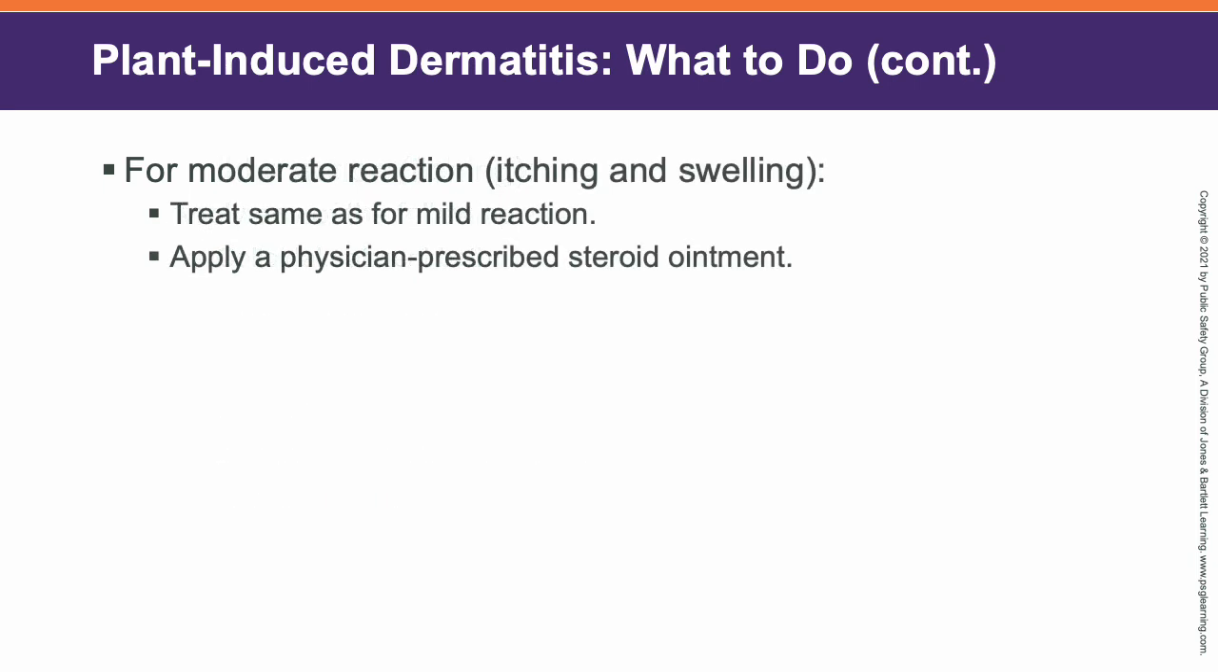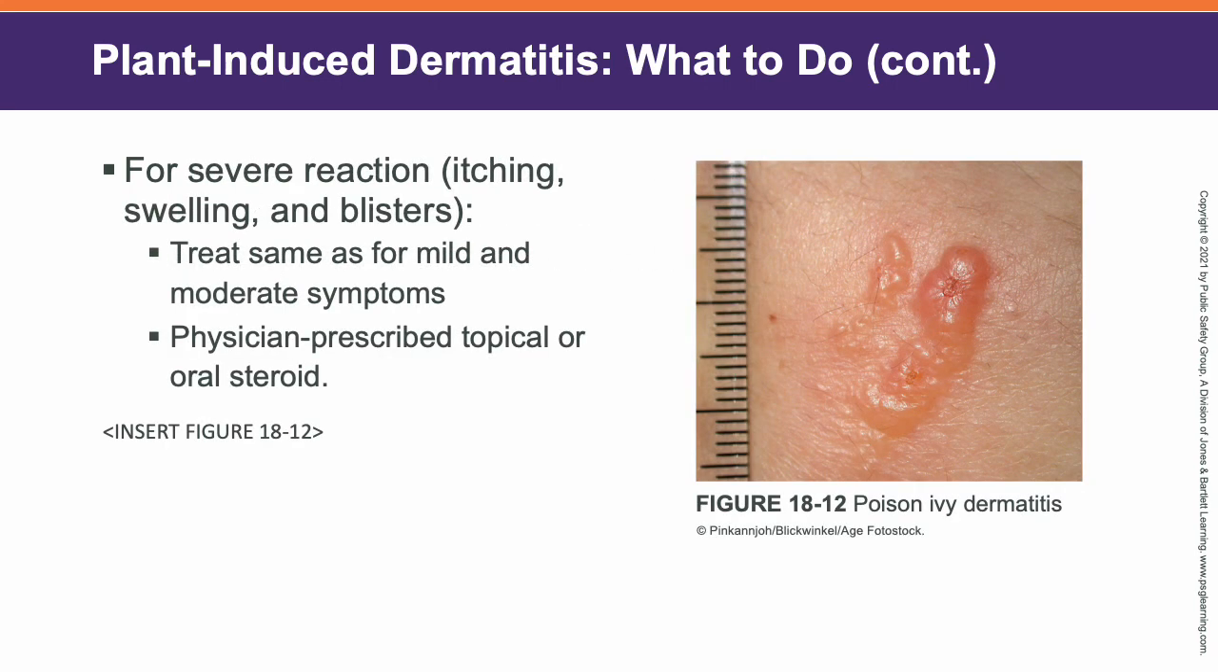For a moderate reaction, you're really going to treat it about the same as a mild reaction, but you may need to go to a physician if it starts to get worse or the itching gets really bad. They may have a steroid ointment that they can prescribe you. If it's really severe, causing blisters, those types of things, again, you're really going to treat it about the same as you would a mild or a moderate. But again, you may go to a doctor and they may give you an oral steroid or a steroid cream to help take care of it.